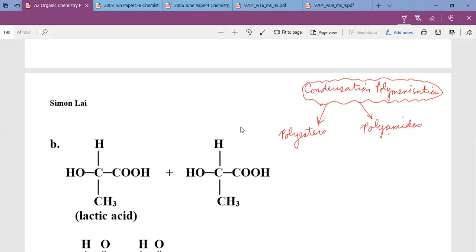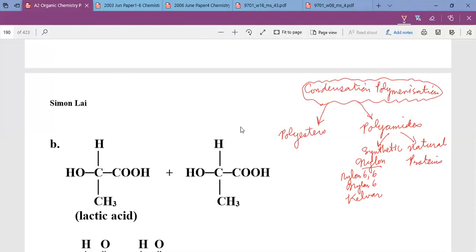In polyamides you can have, of course, synthetic, and you have natural. Of course, the synthetic ones we call nylon, where the examples given in your CIE syllabus are nylon 6,6, nylon 6, and Kevlar. For natural, basically, it's just proteins.